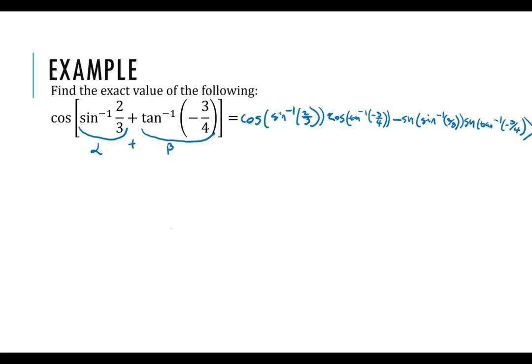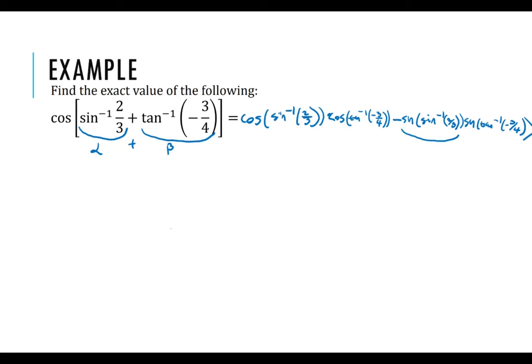Now, a couple things to notice. First off, this one's really easy right here, because sine of sine inverse of 2/3, because 2/3 is in the domain of sine inverse, then we're perfectly fine, and we're going to get that that's just 2/3, so that'll be great. But that's the only one that I see that simplifies nicely.